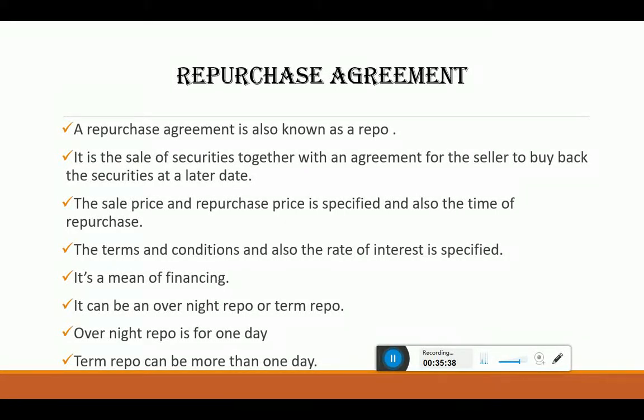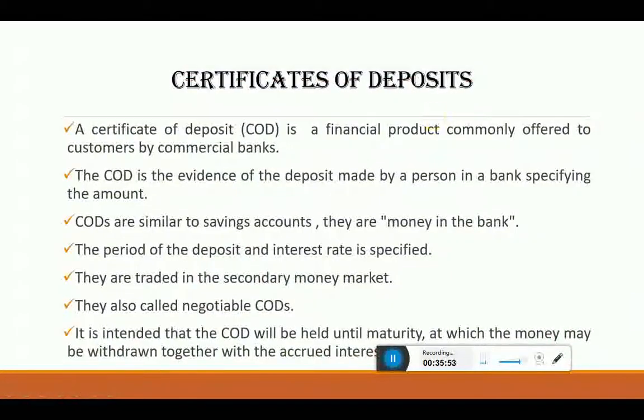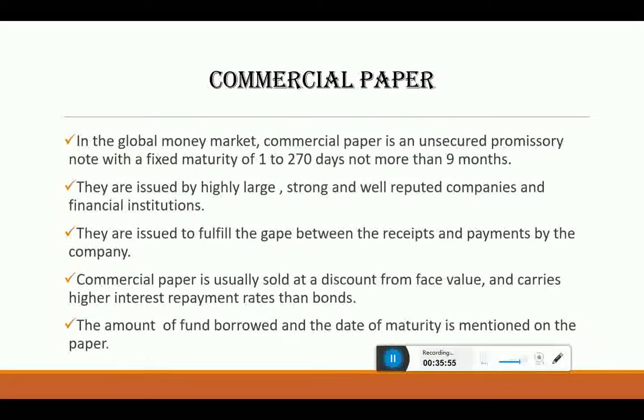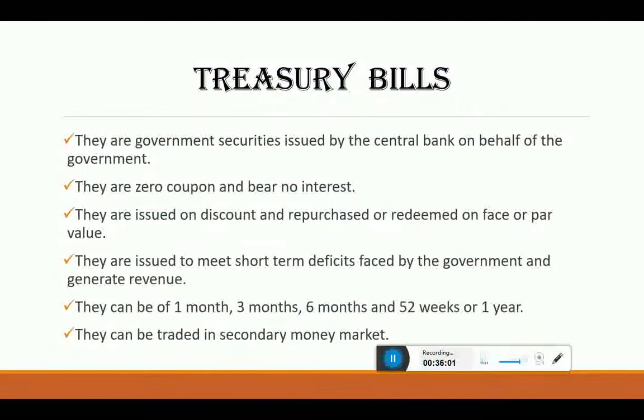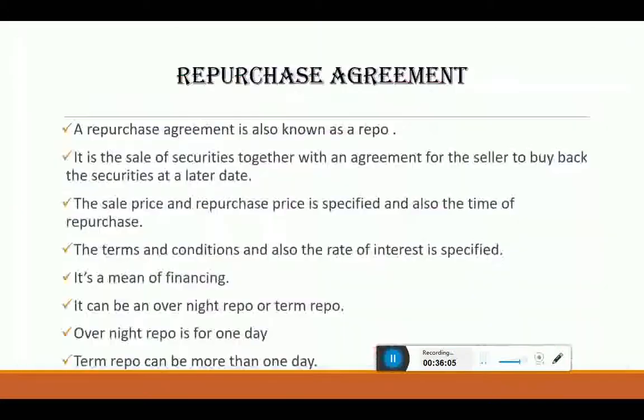So wherever there is interest involved, that becomes a debt-based financial security, or that is a means of debt financing. For example, the repurchase agreement was debt financing, a debt security. Similarly, a certificate of deposit is a debt security. Commercial paper is a debt security because they have an interest rate. While a treasury bill is not debt, it's an equity-based financial security.